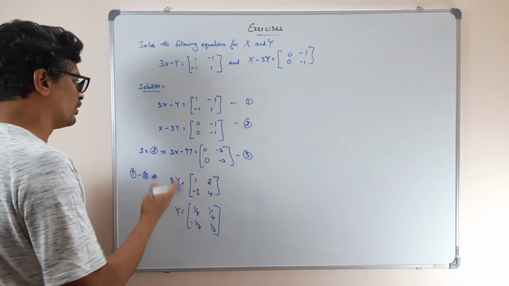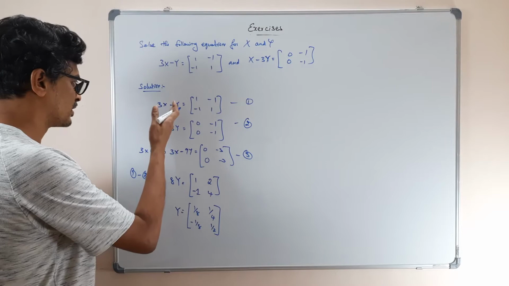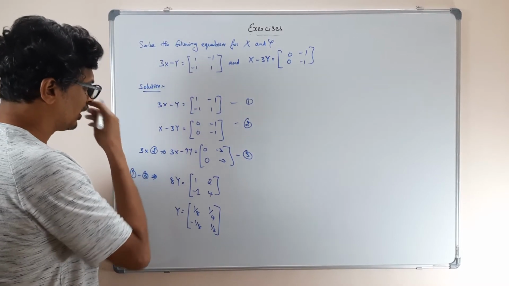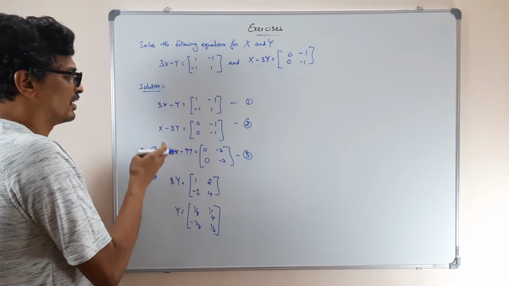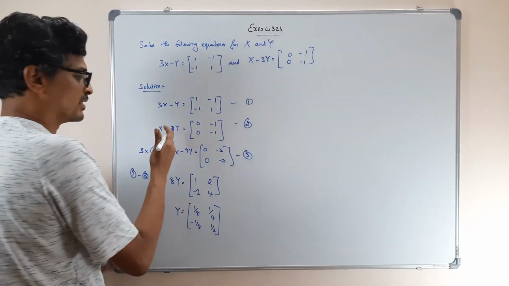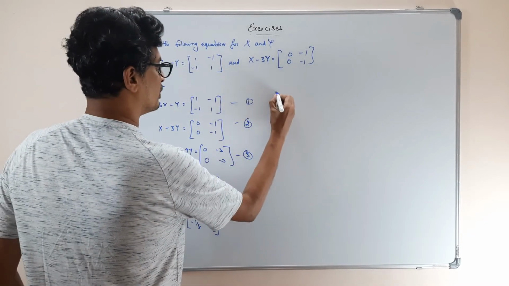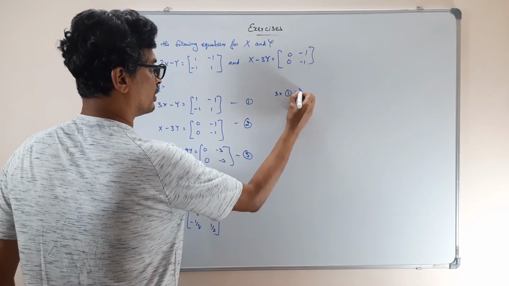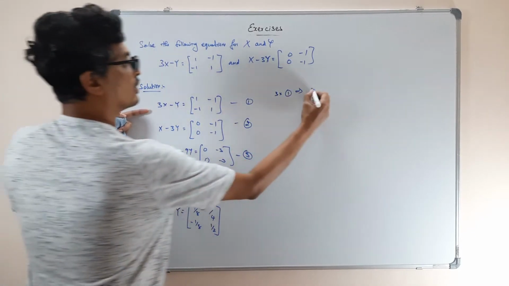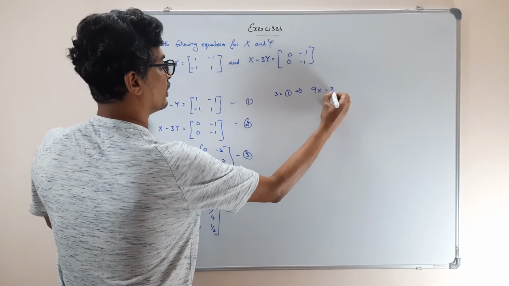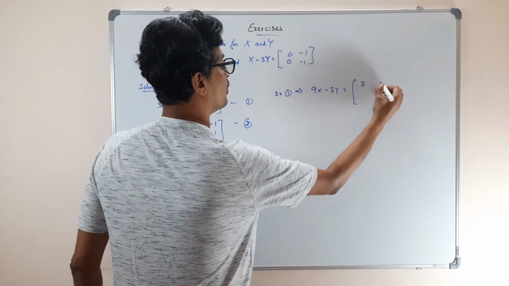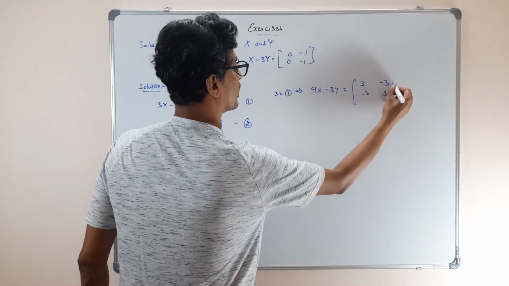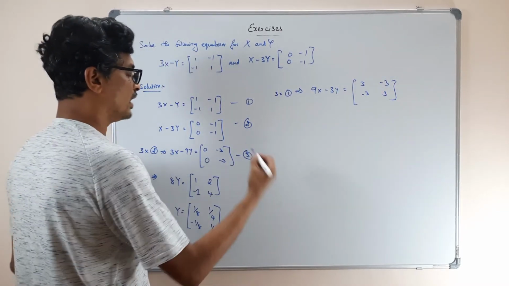Once you know Y, all you have to do is substitute it into any of these equations. Alternatively, you can do the same elimination method. Let us do the elimination method. So 3 times equation 1 will give me 9x minus 3y equals, again multiplying by 3, so [3, -3; -3, 3]. Correct? So this I am going to multiply.